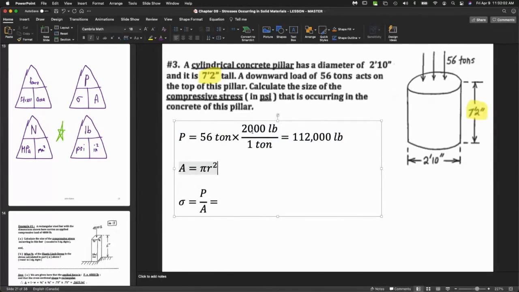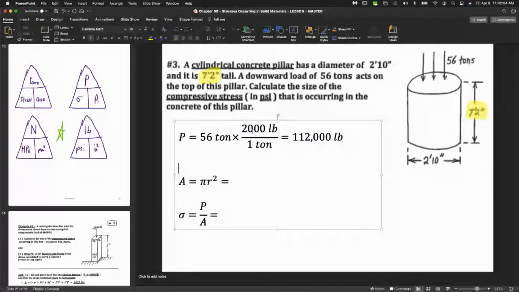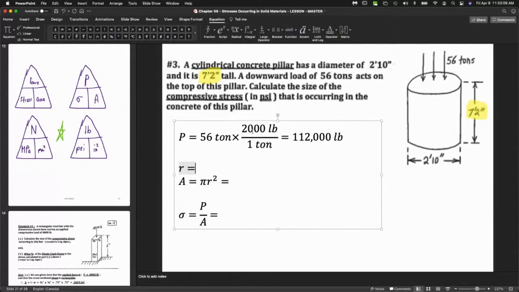Also the area. Now this one's dangerous because the area requires the radius. The radius is not 2 feet 10 inches. It's 1 foot 5 inches. Do you see that? This one was easy to do in my head because they're both even numbers. You could convert that to inches first, and then divide by 2. I just did it lazy because they're both even numbers. So 1 foot 5 is 17 inches.